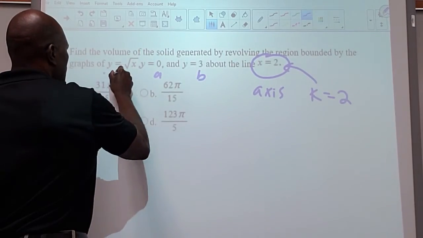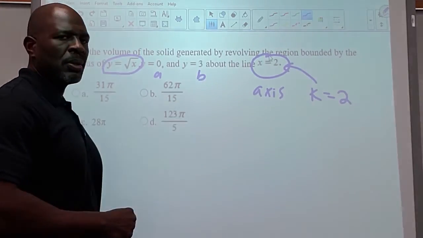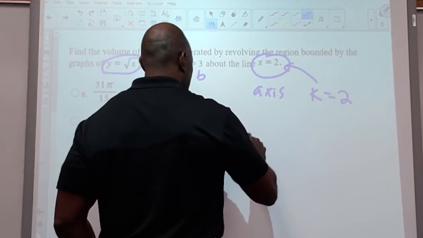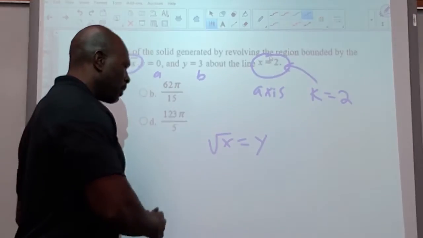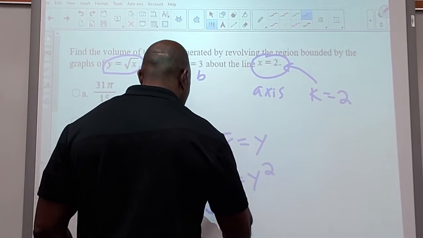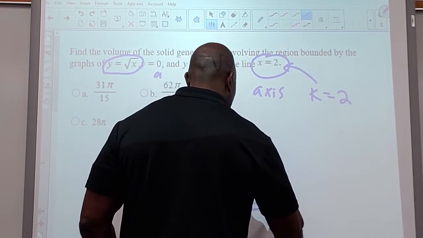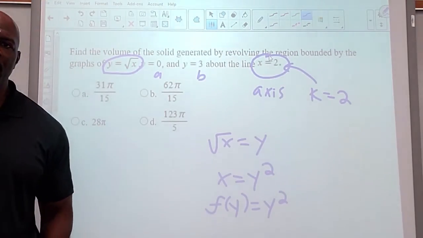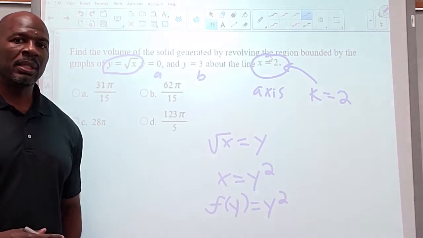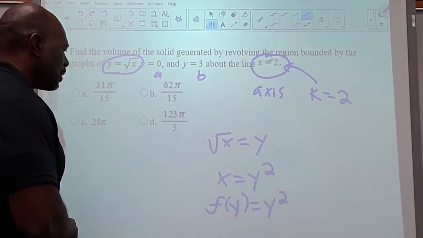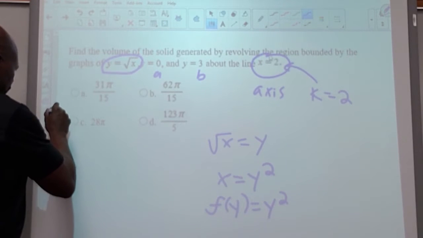So I'm going to take this curve, y equals the square root of x, and put it in x equals form. So if I have the square root of x equals y, and I square both sides, we'll get x equals y squared. So therefore my f of y expression is y squared. So now I know everything I need to know. I know f of y, I know a, I know b, I know k. Now it's time to put it in a formula and see what happens.